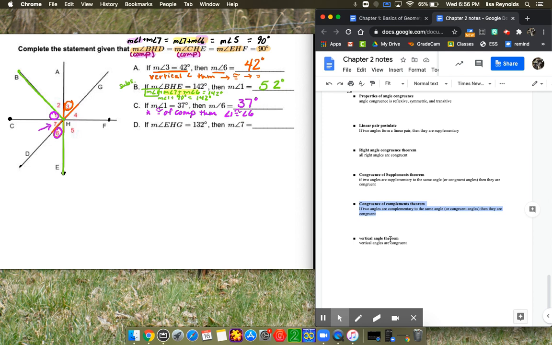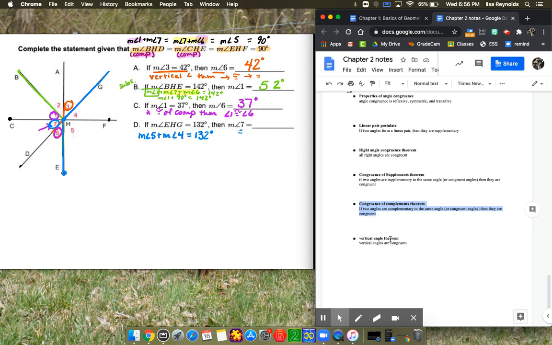Our last question in this set, we're going to work with angle EHG. So EHG is put together using the measure of angle 5 and the measure of angle 4 in order to create this 132 degrees. And then we're supposed to find the measure of angle 7.